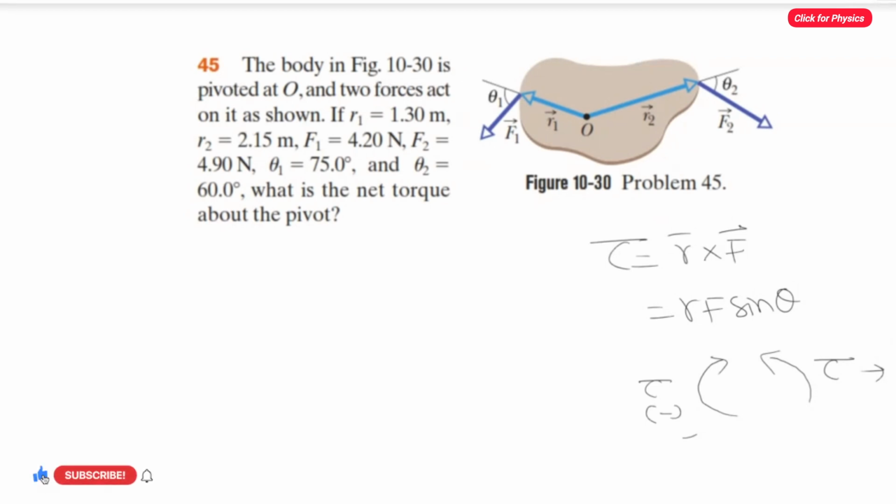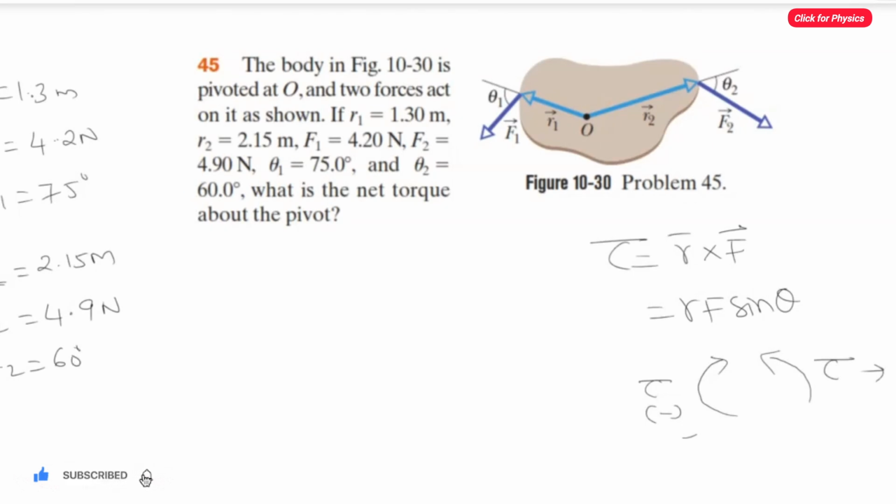For the first torque, R1 value is 1.3 meter, F1 value is 4.2 Newton, and theta 1 value is 75 degree. Likewise, R2 value here is 2.15 meter, F2 value here is 4.9 Newton, and theta 2 value here is 60 degree.